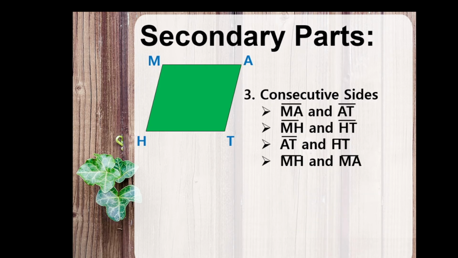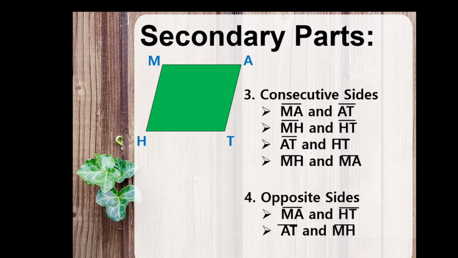Next secondary parts are the consecutive sides. So we have segment MA and segment AT. They share a common part which is point A. Segment AT and segment TH, they share a common part which is point T. Segment TH and segment MH, their common part is point H. And segment HM and segment AM, their common part is point M.